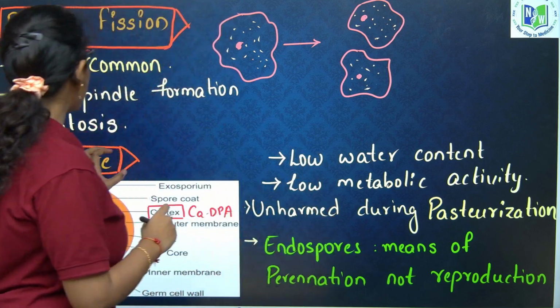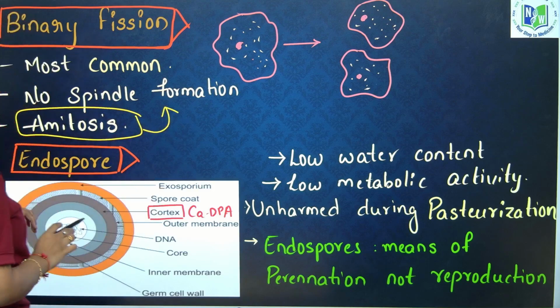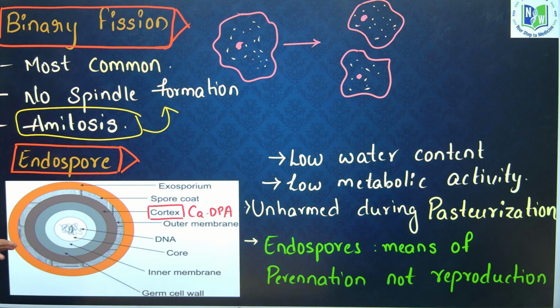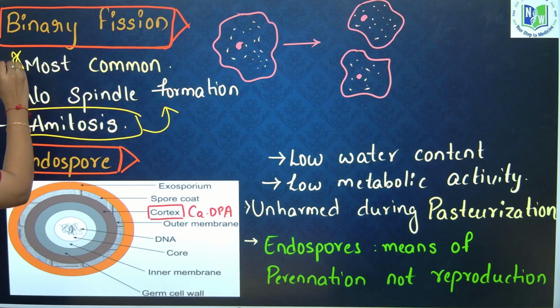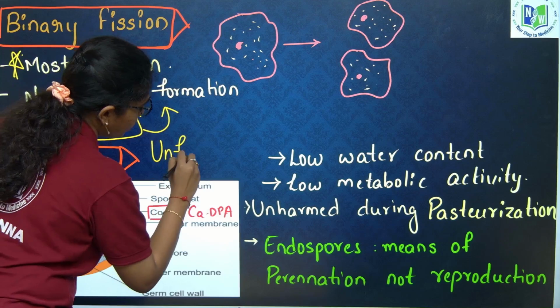This is called amitosis because there is no involvement of the spindle apparatus and no formation of spindle fibers. This is the most common type of asexual reproduction that you can see in all the Monera. Next, endospore formation. This happens during unfavorable conditions.